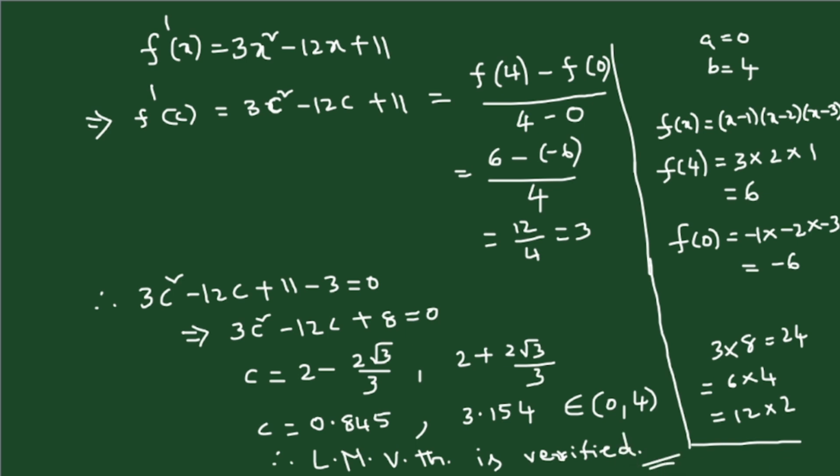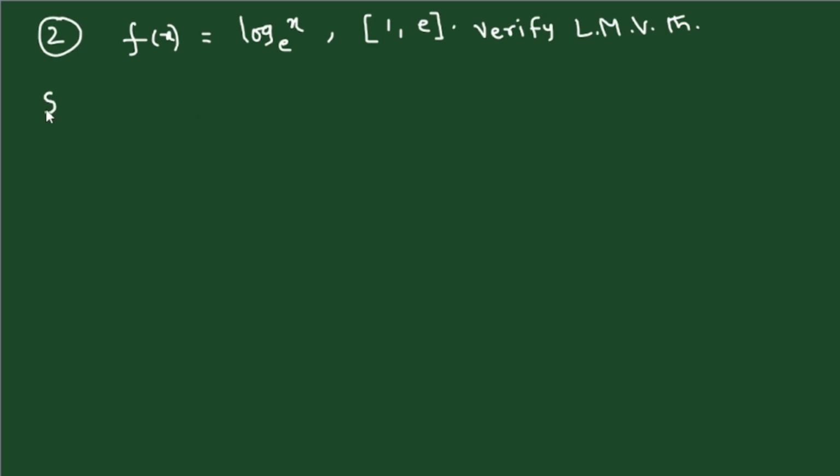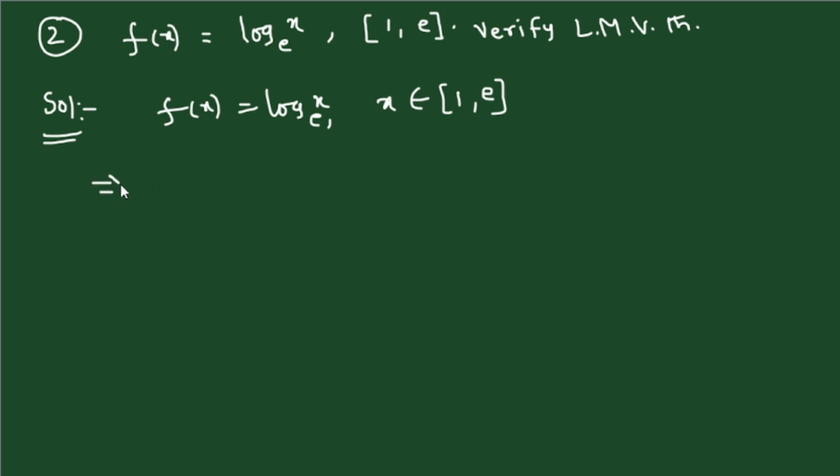We'll move on to the next problem. Verify Lagrange's mean value theorem for f(x) equal to log x to the base e. The given function is f(x) equal to log x to the base e in the interval [1, e]. Then let us find the derivative first of all. f dash x. What is f dash x? It is 1 by x. And x belonging to [1, e].